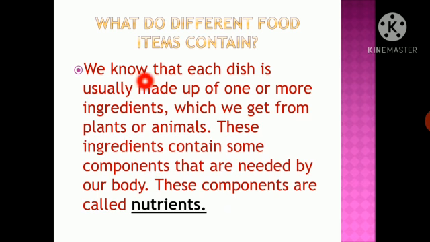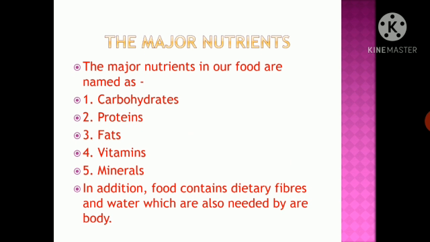What do food items contain? We know that each dish is usually made up of one or more ingredients which we get from plants or animals. These ingredients contain some components that are needed by our body. These components are called nutrients. The major nutrients in our food are named as carbohydrates, proteins, fats, vitamins, and minerals. In addition, food contains dietary fibers and water which are also needed by our body.